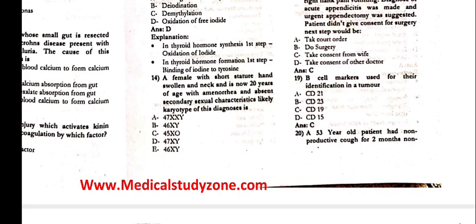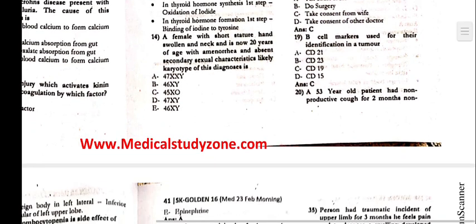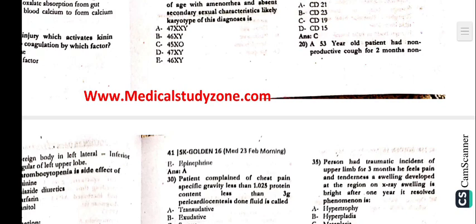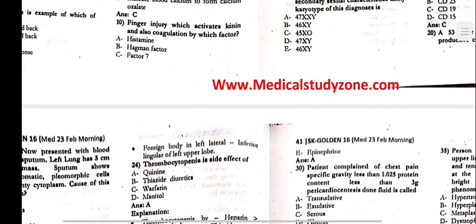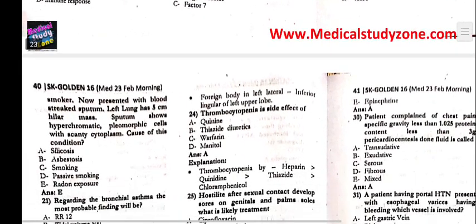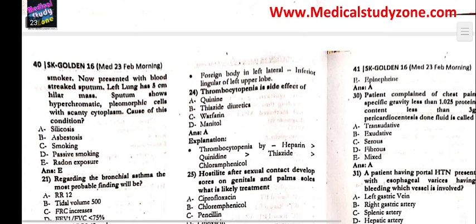Question number 19, B cell marker used for their identification in a tumor is CD19. 20, 53-year-old male had non-productive cough for 2 months. Now he presented with blood streaked sputum. Left lung has a 5 cm hilar mass. Sputum shows hyperchromatic pleomorphic cells with scanty cytoplasm. The cause of this condition is radon exposure.